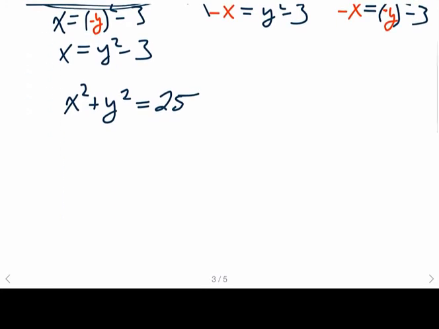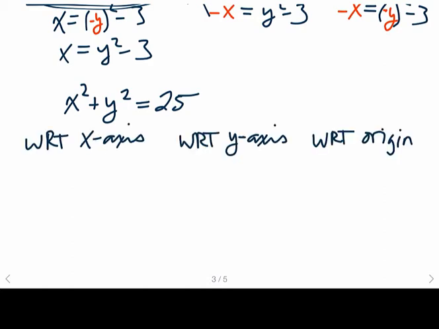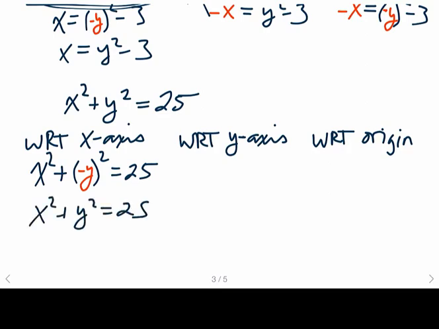Next, why don't you check for symmetry the equation x squared plus y squared equals 25. To test with respect to the x-axis, we replace y by negative y. So we have x squared plus negative y squared equals 25. And that square cleans out that negative. We get x squared plus y squared equals 25. And so, yes, we have symmetry with respect to the x-axis.